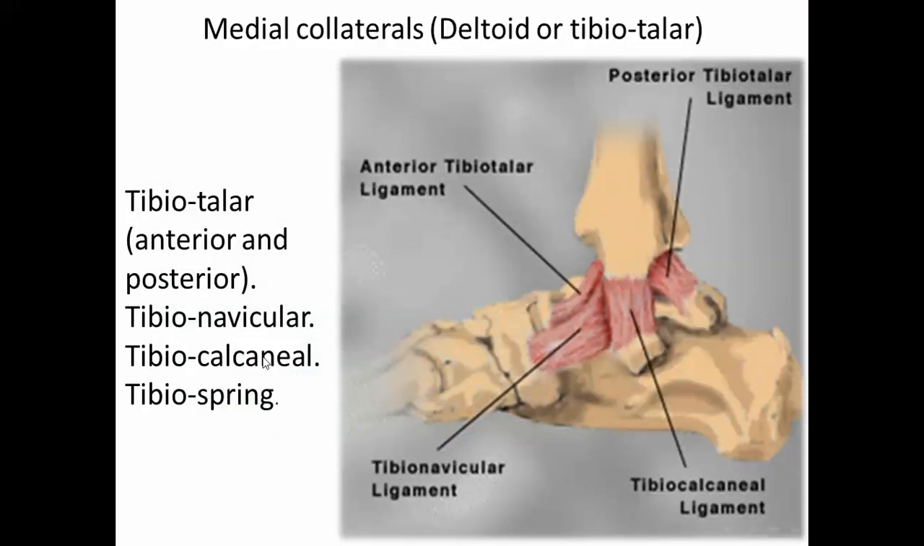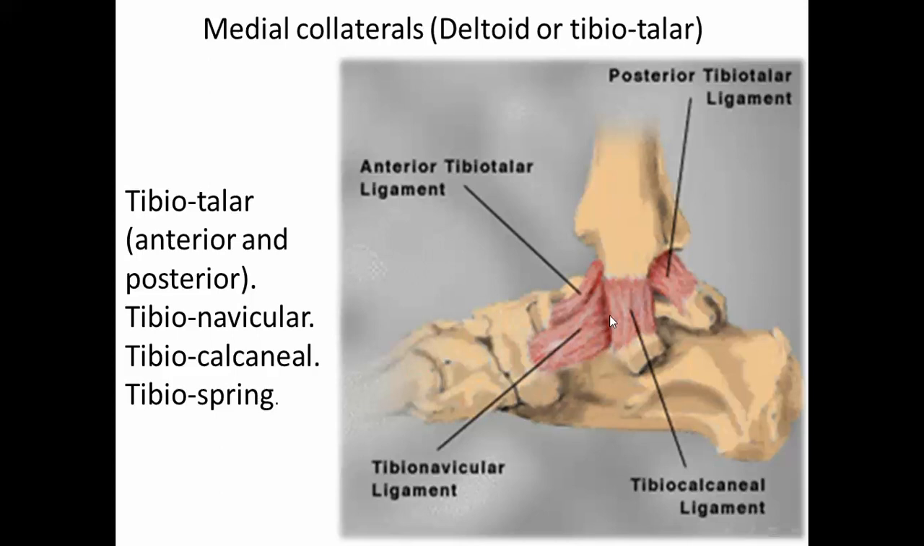examples of tear. Now going to the medial aspect, the deltoid, or the tibiotalar, between the tibia and the talus. We have the tibiotalar, anterior and posterior, tibionavicular, tibiocalcaneal, and tibiospring. So we have the anterior tibiotalar ligament, this one, and the posterior tibiotalar ligament. And then we have the ones between the tibia and navicular, between the tibia and calcaneum, and the spring ligament. These all are called the deltoid ligament.